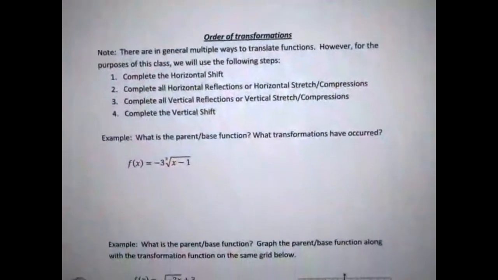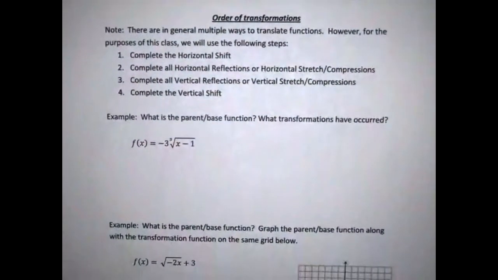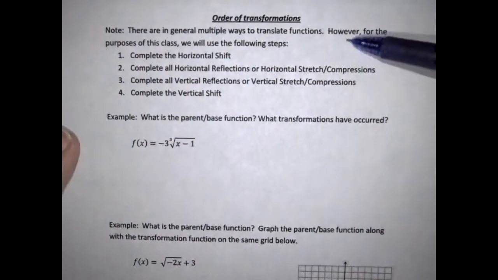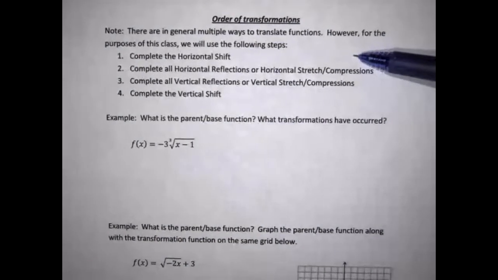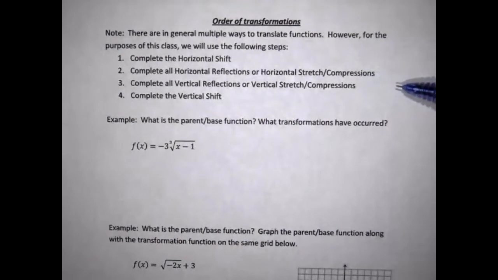So as a reminder, when you are doing your homework in Hawks, you need to make sure that you put in your translations in this order, where the first thing you do is your horizontal shift, and then you're going to complete any horizontal reflections or horizontal stretch and compresses. Then you're going to complete the verticals, and then you're going to do the vertical shift. So you need to make sure that you're working in that order so that you don't shift your graph into the wrong place.